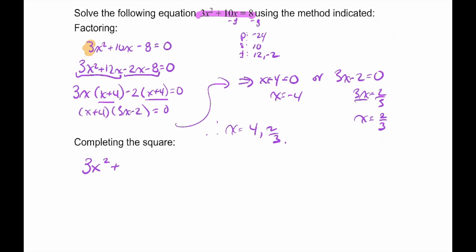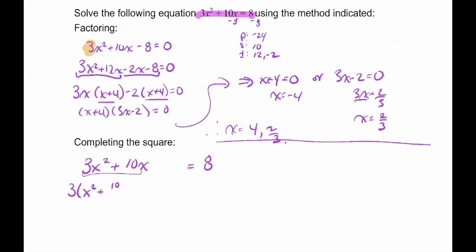So let me rewrite the equation. And I'm going to put some space in here, because what we want to do in completing the square is leave the 8 on the right hand side. And what we want to do is add and subtract something that makes this a perfect square trinomial. So the algorithm to do that is, first I'm going to factor out a 3.